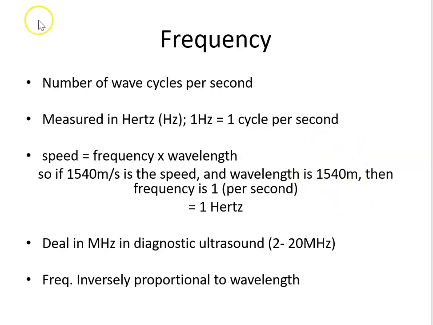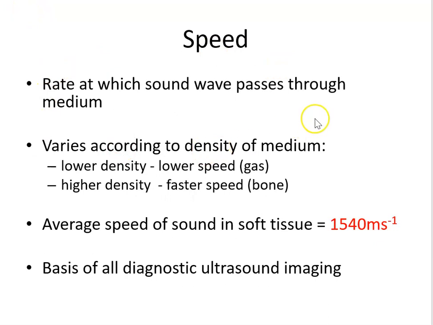So what you need to be aware of is the frequency is inversely proportional to wavelength. So very low frequencies will have a very long wavelength, and very high frequencies will have a very short wavelength. So the speed of sound varies depending on what the medium is that the sound is passing through. It's determined by the density of the medium.